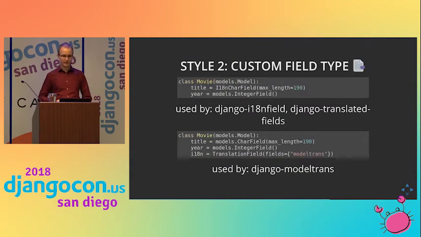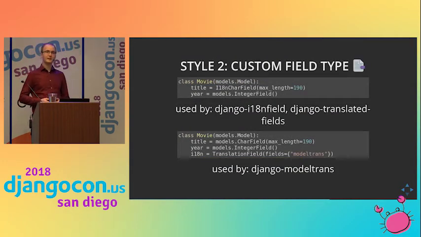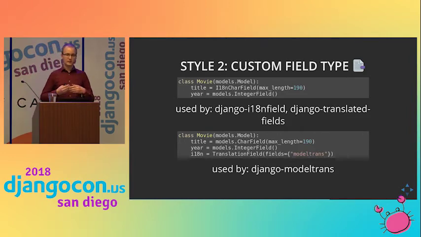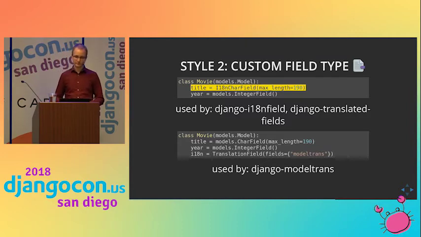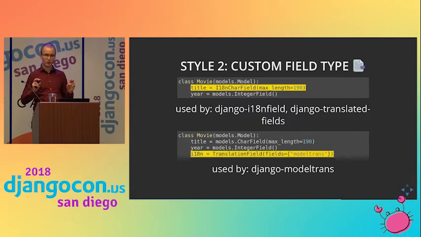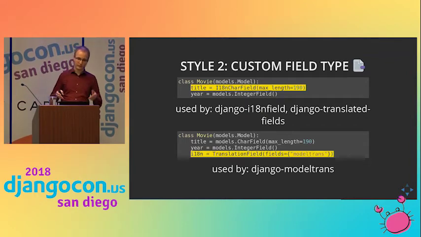The other style is that you have a custom field type and do not change the way the model itself works at all. For example, in Django I18N field or Django translated fields, you just have a custom type that is a translated character field or a translated text field. Whereas in django-modeltrans, you have one field per model that is called I18N or whatever you want to call it, and that stores the translation for all other fields.